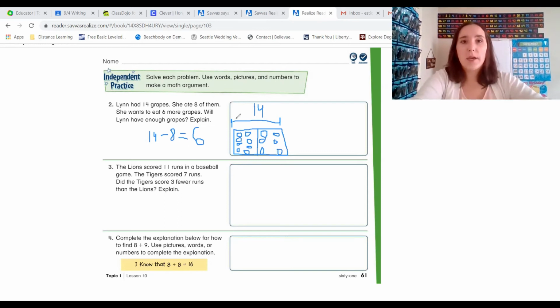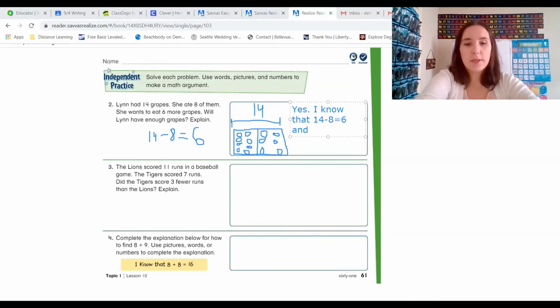Okay, now let's explain how we did our work. So we have to answer the question, will Lynn have enough grapes if she wants to eat 6 more? She had 14 to start with, she ate 8 grapes, and she has 6 left. So if she wants to eat 6 more grapes, does she have enough? Yes, she does. I know that 14 minus 8 equals 6, and 6 plus 8 equals 14 are related facts. Lynn will have enough grapes.